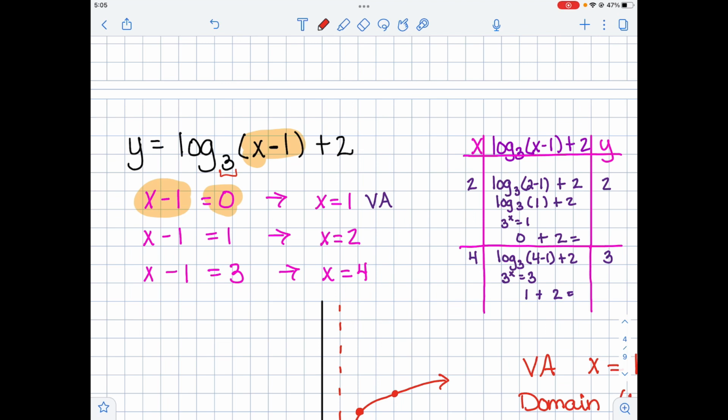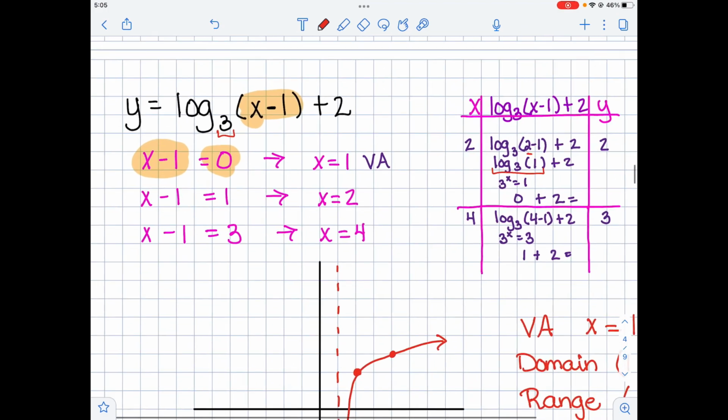And there's no reason to put 1 in my table because that's my vertical asymptote. So I use 2 and 4. And then I showed you how to solve those in my table. Of course, you could do that in a calculator or to the side. So when I put in 2 into my problem here, 2 minus 1 gives me 1. This log base 3 of 1 is the same thing as saying 3 to what gives me 1. Well, we again know that 0, and the 0 plus 2 gave me 2. So we end up with (2, 2) and (4, 3).